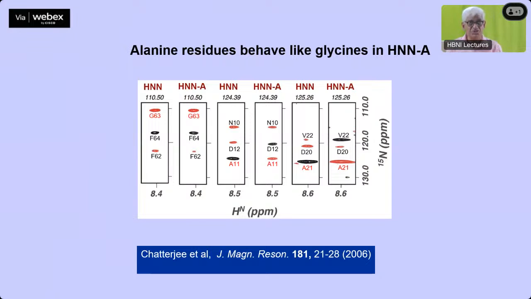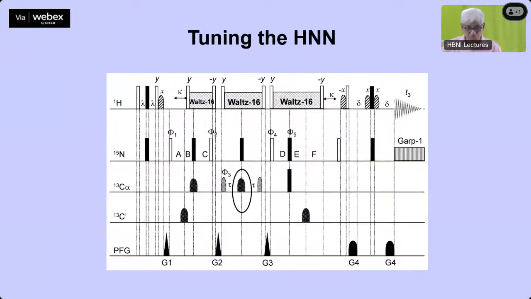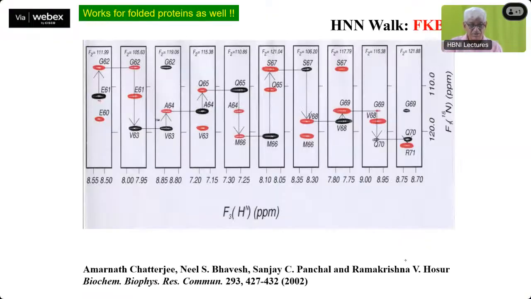If you are walking through the polypeptide chain, you have certain patterns coming up one after the other. For example, here we showed how you do a sequential walk through the HNN spectrum of FKBP. You have three consecutive F1, F3 planes, and you have a particular way to walk through. You walk through the chain in a sequential manner. You have the peaks 61 to 62, 62 to 63, 63 to 64, 64 to 65, 65 to 66, 66 to 67, 68, 69, 70, and 71.